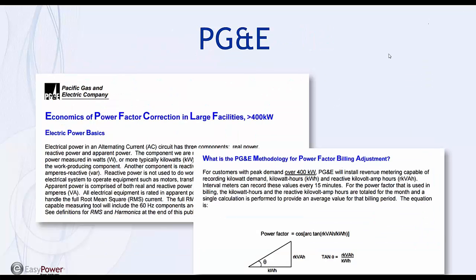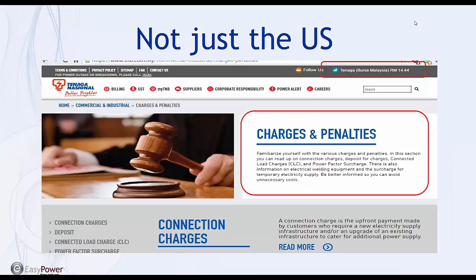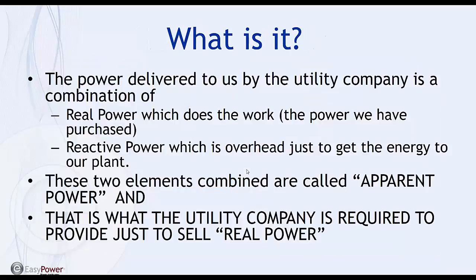This applies to folks not just in the U.S. Here's a website from a Malaysian utility company, and they're pretty bold about the fact that there's going to be power factor surcharges if people don't stay in line. So that's the reason for this discussion. Some companies may not even know it's applying to them, or they see the line item on their utility bill and don't know how to do anything about it.